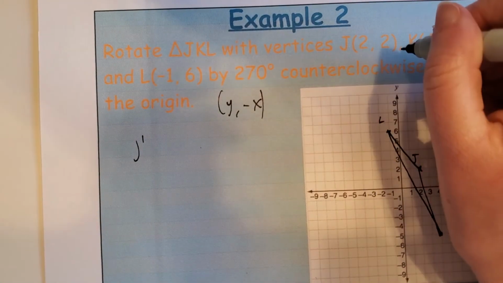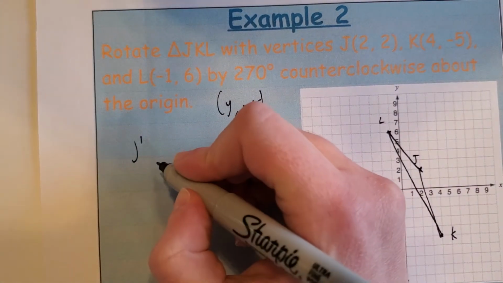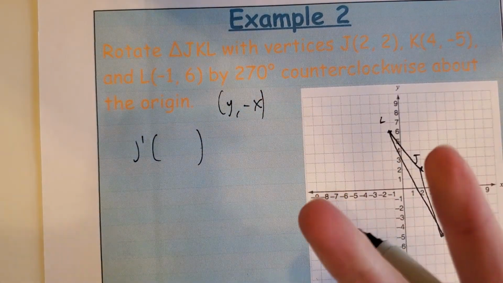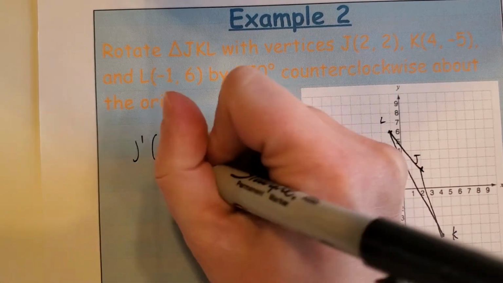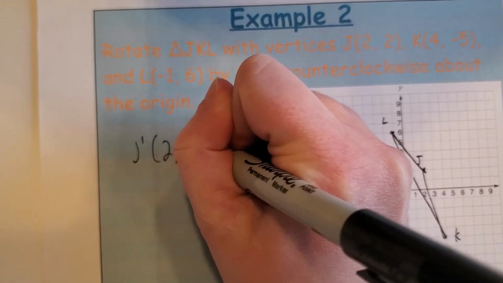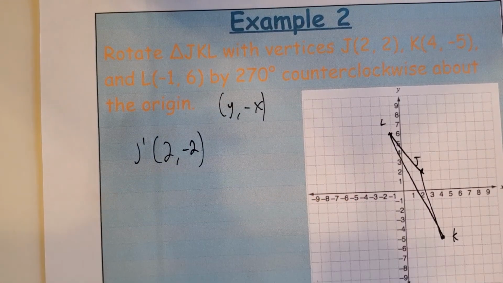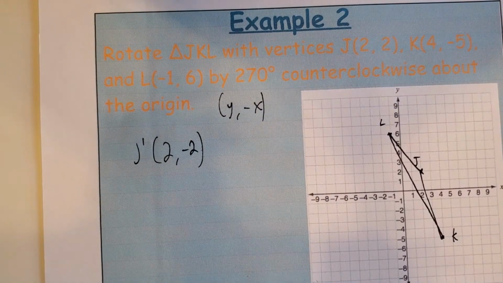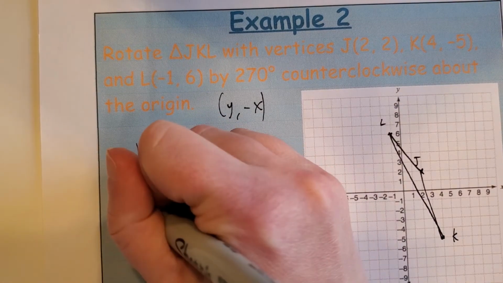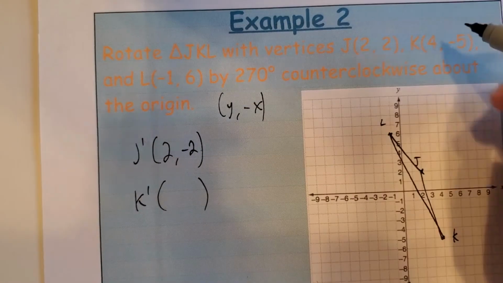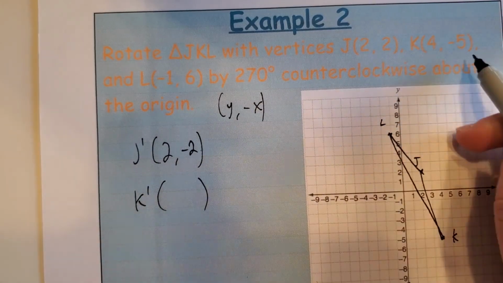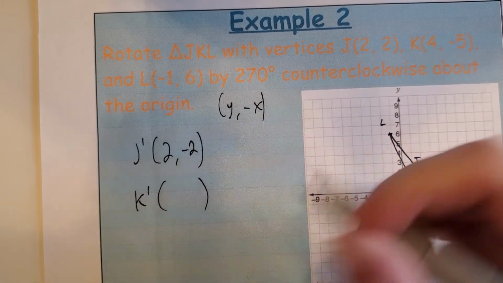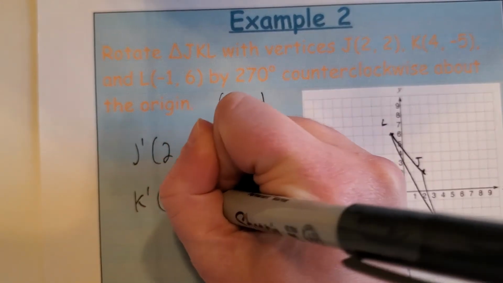So if J is 2, 2, well, that makes J prime very easy because 2, 2, you switch it, still going to be 2, 2, but it's 2, negative 2 because that second point has to be negative because 2 was our original x value. All right, K prime, we're going to switch them, so negative 5, 4, and since 4 was our original x value, we're going to make it negative. So K prime is negative 5, negative 4.